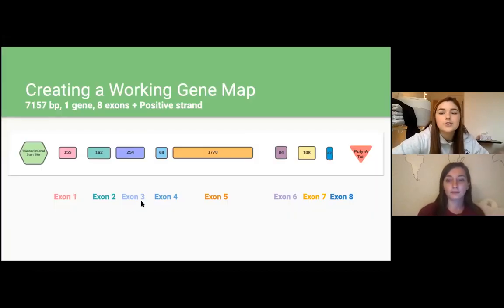Our first step was creating a working map. We did this through an ab initio model, and we generated this through FGENESH. And this predicted that we had one gene from our genome and 8 exons, and it was on the positive strand.